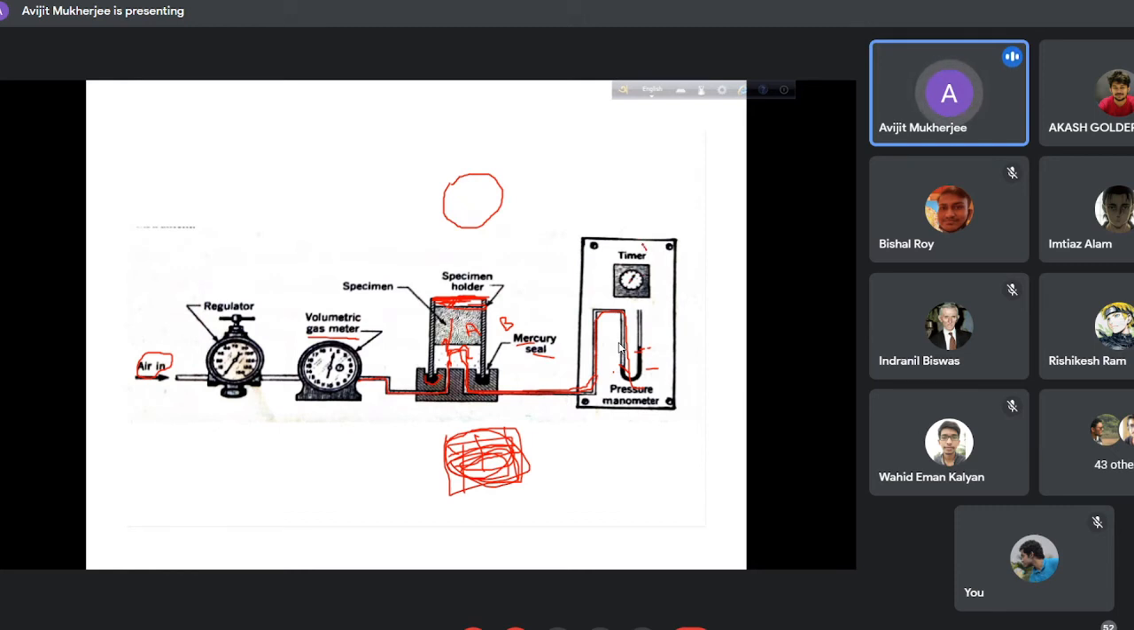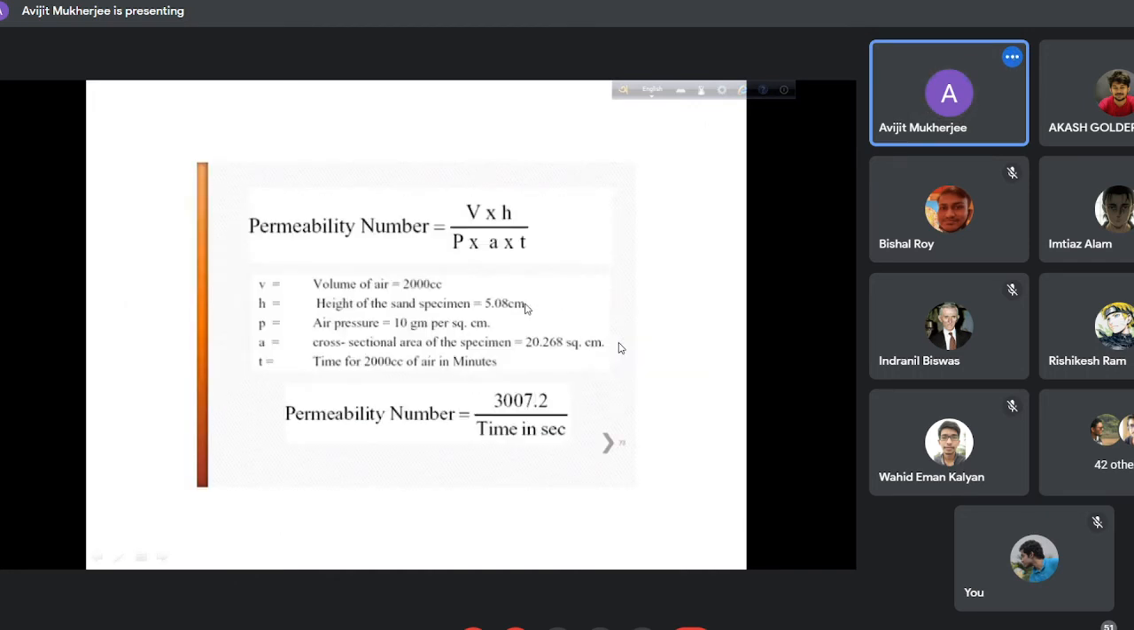So the only unknown parameter is time, because we are feeding a known quantity, volume as well as pressure, and the standard sample sizes are also known. So the only unknown is how long it is taking. From a formula, the permeability number, say capital N or capital Q or whatever, is given by this formula, where capital V is the volume of air.